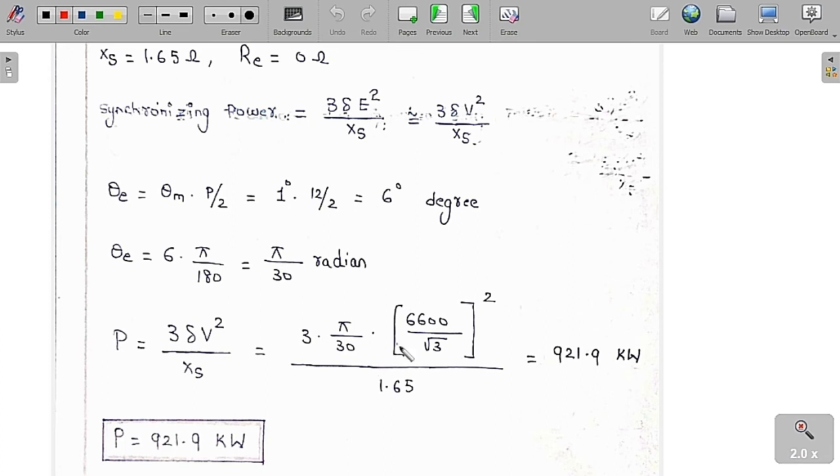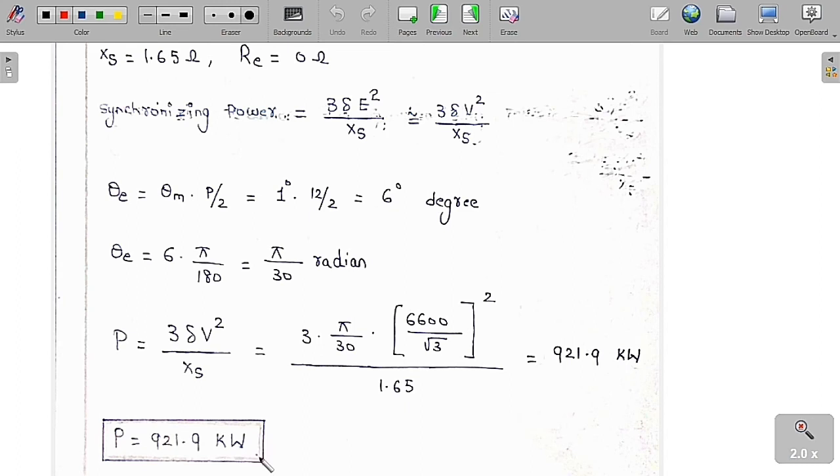3 into pi by 30 into, see, this is a phase voltage. In the question they are given the line voltage, which is 6600. We are going to assume it is a 3-phase star connected system by default, as they have given a 3-phase. So phase voltage is equal to line by root 3, which is (6600 by root 3) whole square by Xs, which is 1.65. If you solve this, we are going to get 921.9 kilowatt.